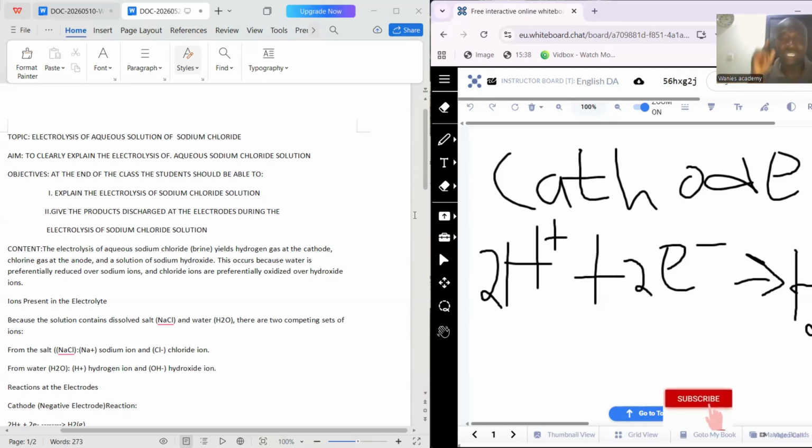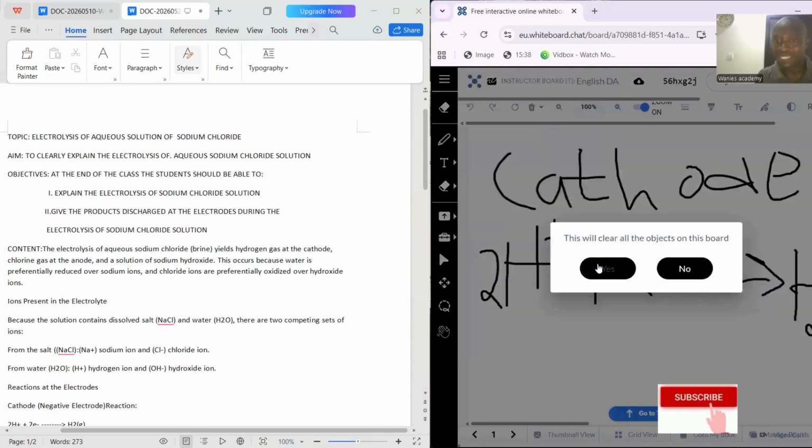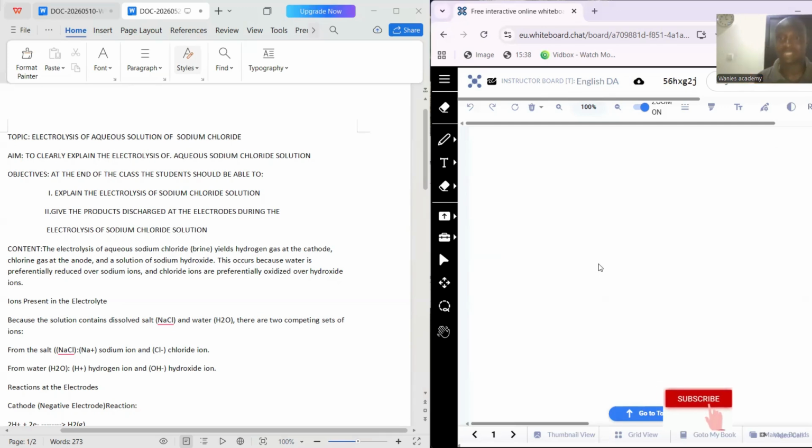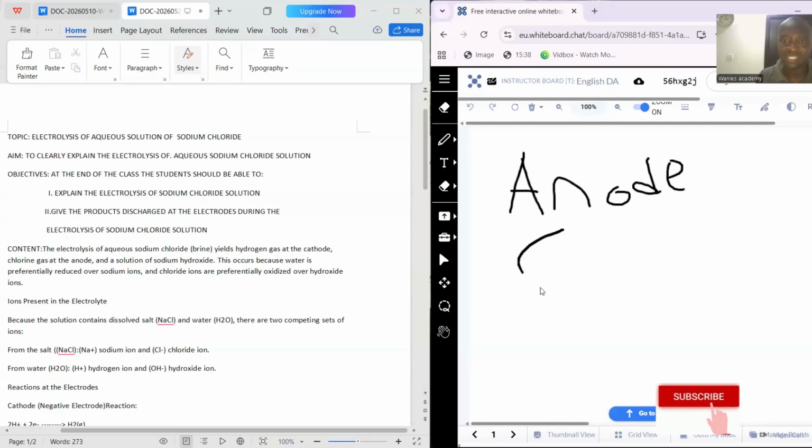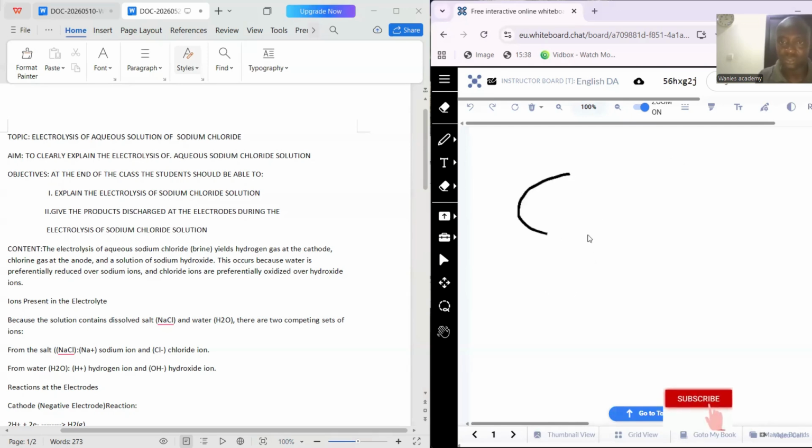So if the sodium chloride is a concentrated solution, what will be discharged there is chlorine gas. So now look at what I'm saying. Remember that the anode is the positive electrode. Therefore, chlorine gas is what is discharged at the anode if the solution is concentrated. Now look at what I'm talking about. So we have Cl minus here, and this Cl minus is what is discharged here.